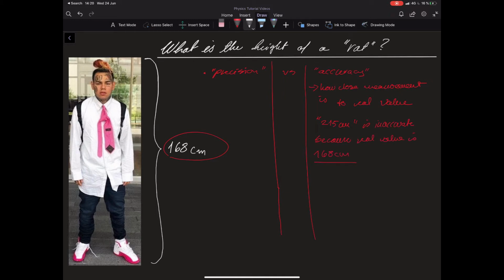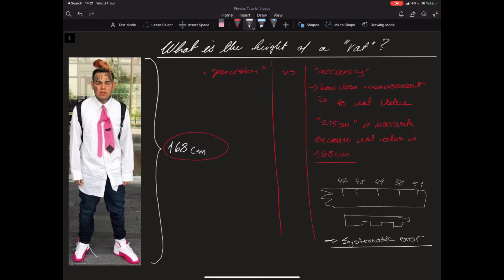Inaccurate measurements are often created by some error in the process of measurement that results in a shift in your values. For example, you might not have started at exactly 0 centimeters when measuring the height of the rat, but rather 47 centimeters on the ruler. This is a form of error known as systematic error, where all your measurements are inaccurate. Solving this systematic error should fix your inaccuracy.